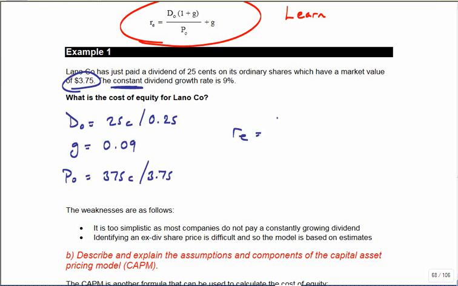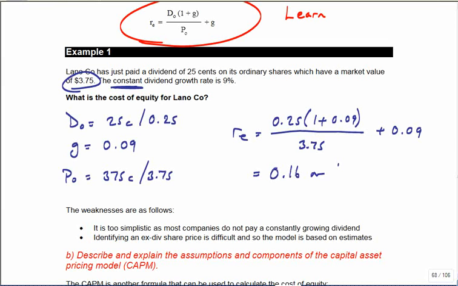RE is the dividend, so let's do this in dollars, 0.25, multiplied by 1 plus the growth rate, 0.09, so in other words 0.25 times 1.09, divided by the 375, and you need to work that out first, and then once you've worked that out, plus the G, plus the 0.09. And that comes out, if you have a go at that on your calculator, at 0.16 or 16%.